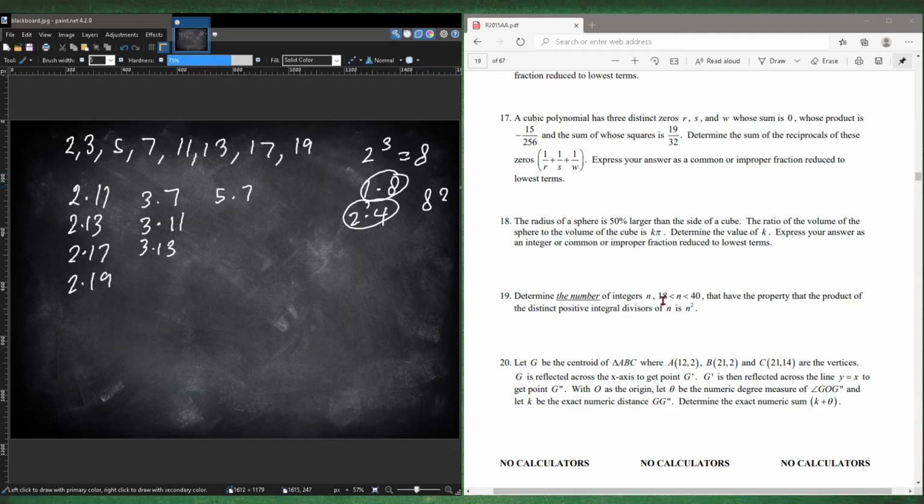So 8 works, but it's lower than 18 and 40. This is a prime raised to a power of 3, so it's just one number multiplied by itself instead of having different primes. So 2 cubed doesn't work because that's 8, but 3 cubed is 27, which is between 18 and 40. And then we have 4 cubed, which is 64, higher than 40, so that doesn't work. So the only combinations that work are these: 1, 2, 3, 4, 5, 6, 7, 8, and 9. So we have 9 numbers that work for number 19.